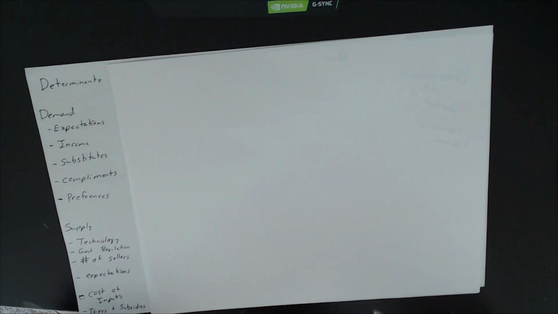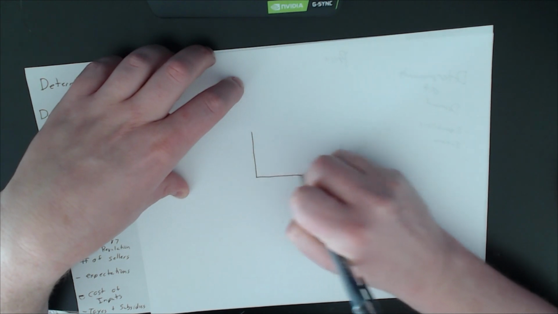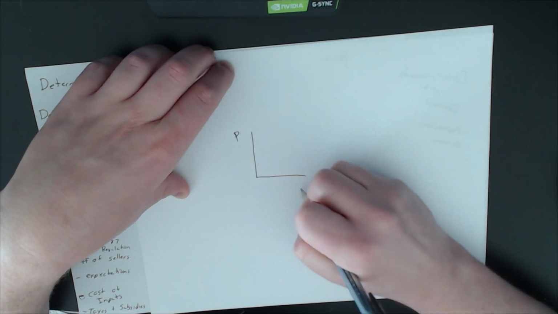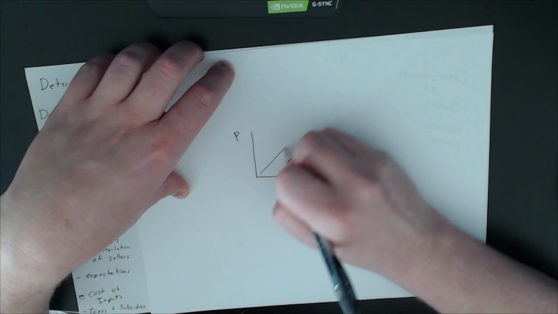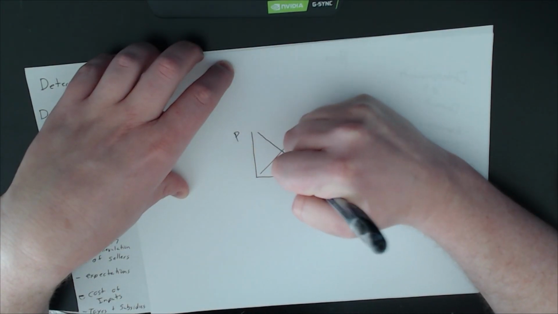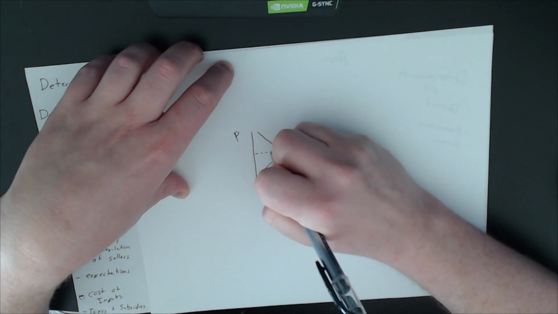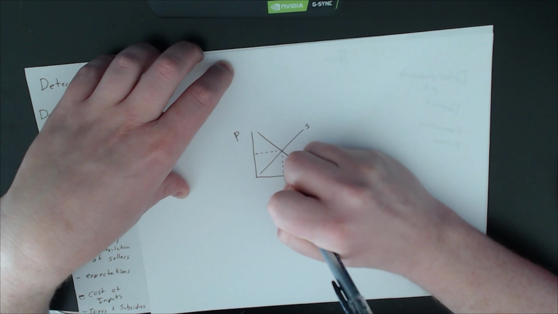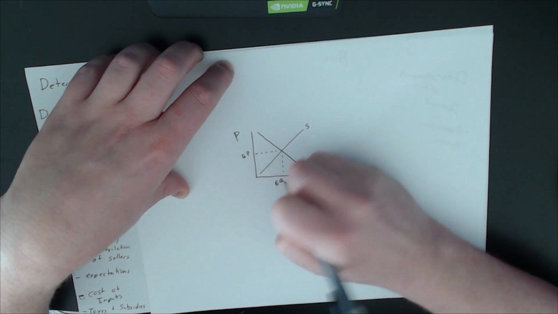Now, we're just going to move to one other little thing. So I'm just going to redraw my graph. Got my price, got my quantity. Make sure you always label those first. My supply line, my demand line, and then I'm going to show my equilibrium. There we go.